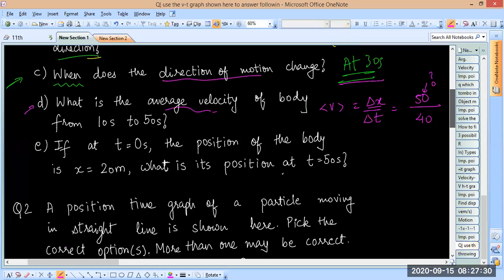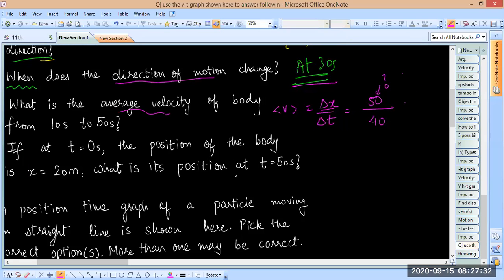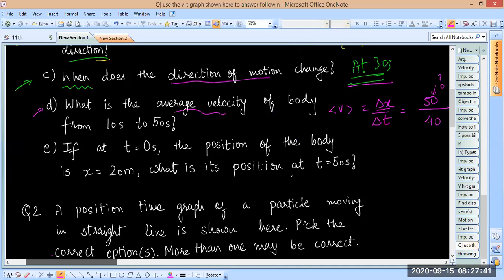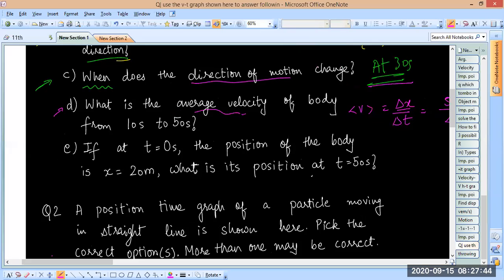So this is your answer, right? 1.25 meter per second or 5 by 4 meter per second. Right. Congratulations once again to those who got it right. Can you please say yes if you got it right? How many of you got it right? I want to know. I'm curious. Okay, very good. Well done, people. Okay, Falak, you got it right. Okay, well done.